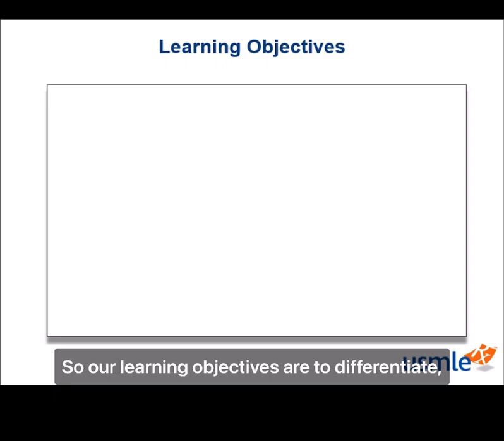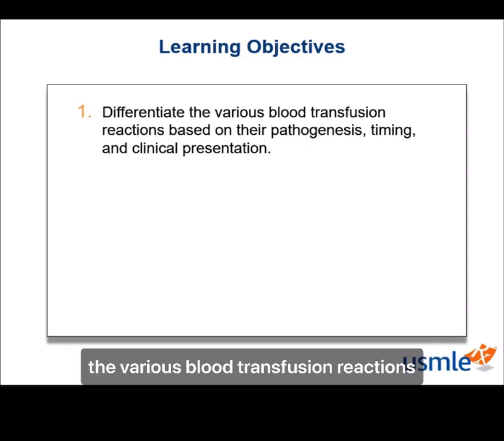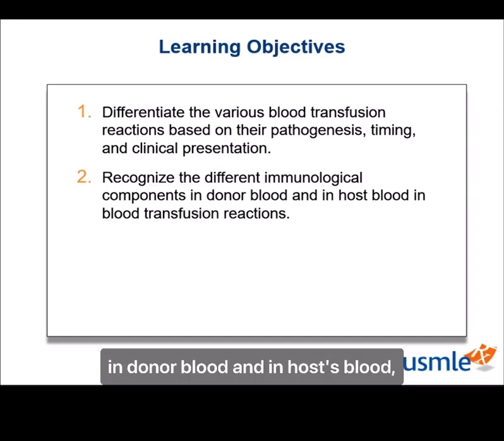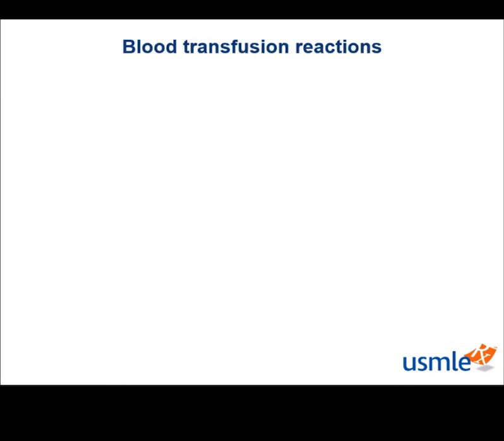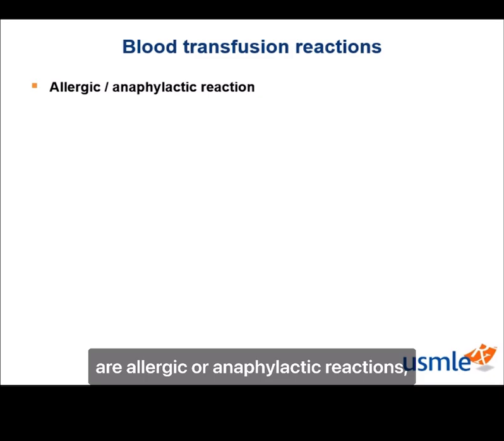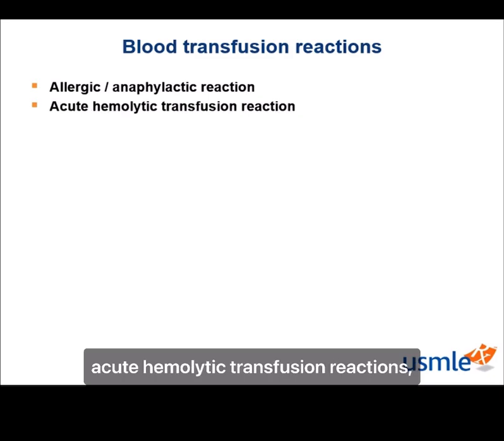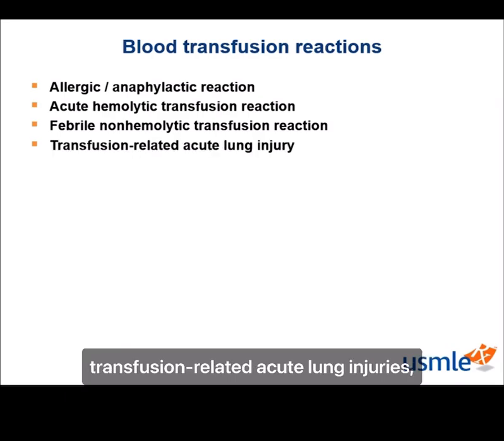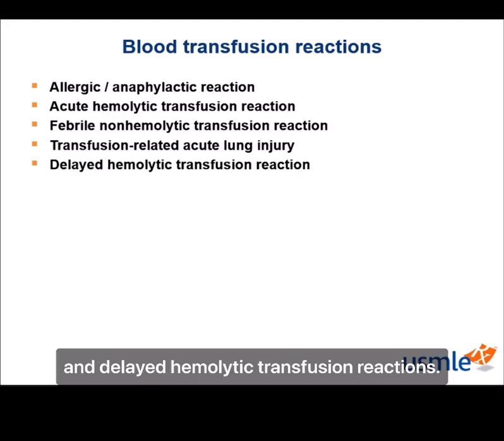So, our learning objectives are to differentiate the various blood transfusion reactions based on their pathogenesis, timing, and clinical presentation, and to recognize the different immunological components in donor blood and in host blood in blood transfusion reactions. So the blood transfusion reactions we're going to be discussing are allergic or anaphylactic reactions, acute hemolytic transfusion reactions, febrile non-hemolytic transfusion reactions, transfusion-related acute lung injuries, and delayed hemolytic transfusion reactions.